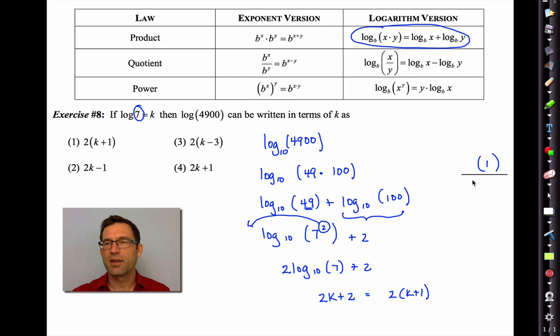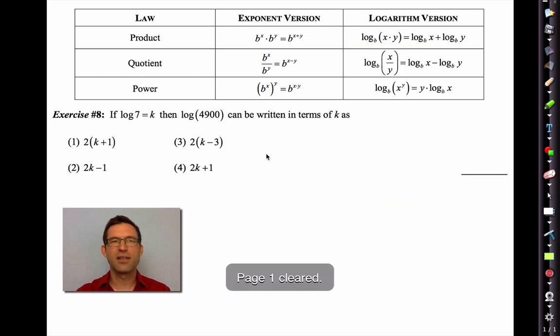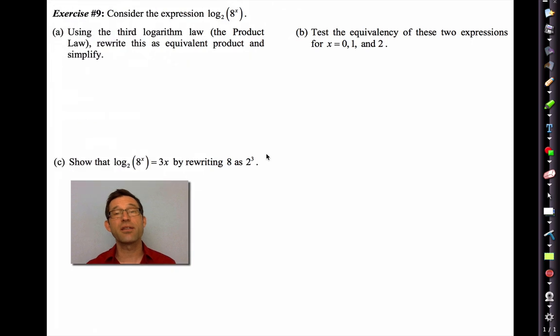Okay, get rid of it. And let's take a look at the last exercise. Finally, we have one that's not multiple choice. Exercise number 9 says, consider the expression log base 2 of 8 to the x. It says, using the third logarithm law, the product law, rewrite this as an equivalent product and simplify. All right, so go for it. Use that last law, that law that says the log of x to the y is equal to y times the log of x. Go for it.